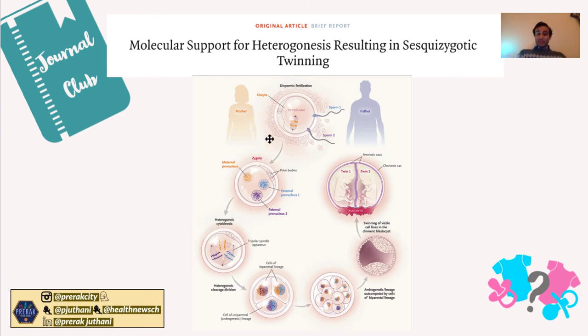So what they think happened here is that the maternal egg was sticking around. 2 sperm fertilized it at the exact same time. So notice that this is the paternal genotype from one sperm. This is the paternal genotype from sperm 2. This is the maternal one. And then what they found is that they think there was a trispindle apparatus, right? And this led to 3 different entities.